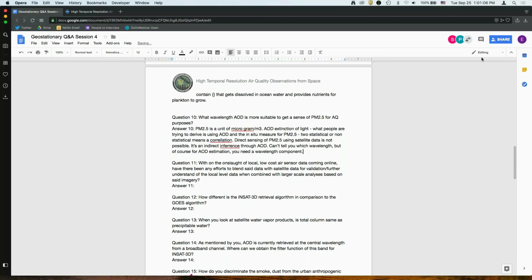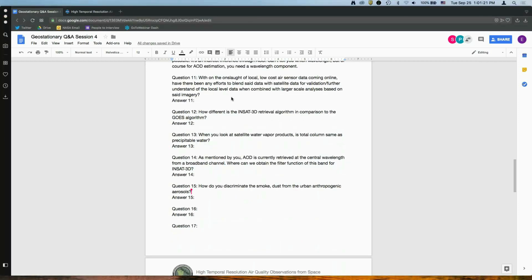Okay, so we go to question number 11. With the onslaught of local low-cost air sensor data coming online, have there been any efforts to blend such data with satellite data or validation, to further understand the local level data when combined with large scale? I think the question is mainly about the in situ measurements of the air quality.